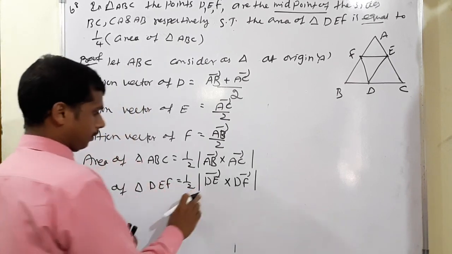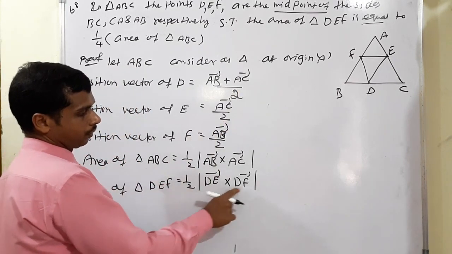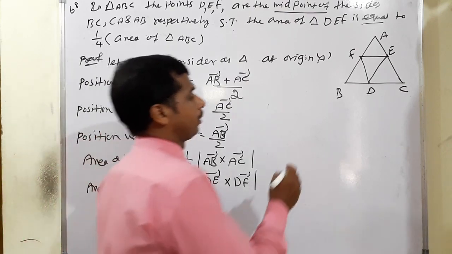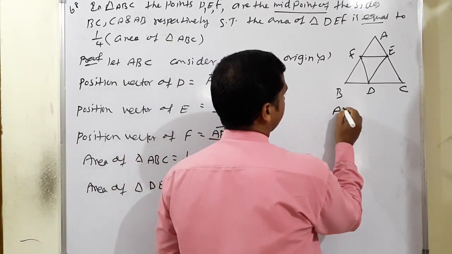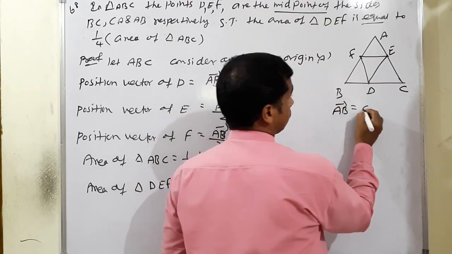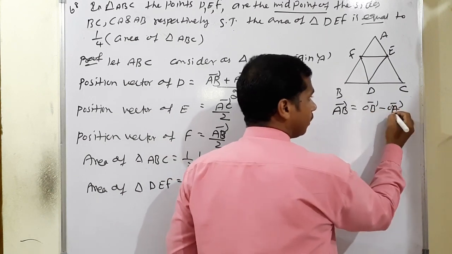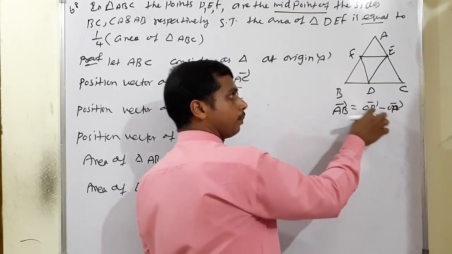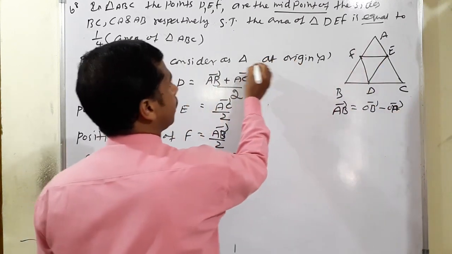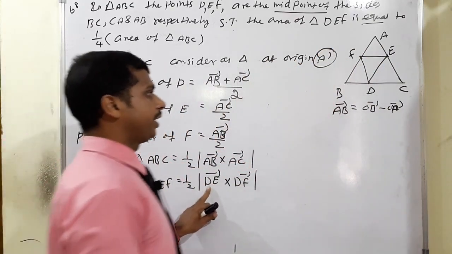So look at there, this is the area of triangle DEF, that is small triangle, half into DE vector cross DF vector. Already we know what is the meaning of AB vector in position. Origin point O means we can consider OB vector minus OA. But here we have taken the triangle at origin point A. So origin point A means, what is the meaning of DE vector?